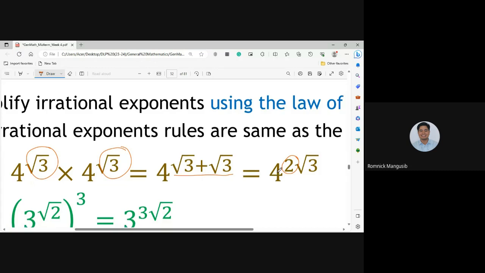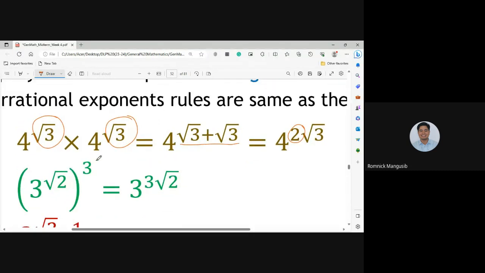Okay? O yung isa naman, multiply mo si 3 kay square root of 2. Okay? Hindi mo pwedeng i-multiply si 3 kay 2 sa loob. Bawal yun. So that is good as 3 square root of 2.